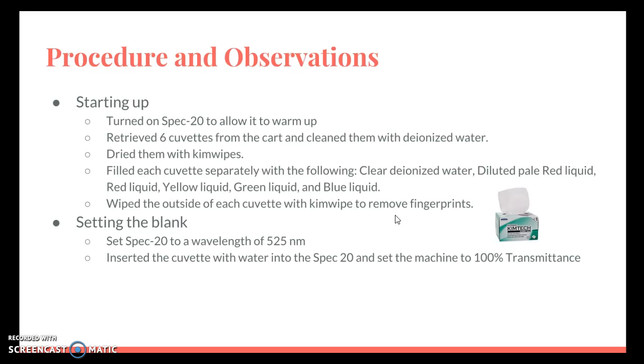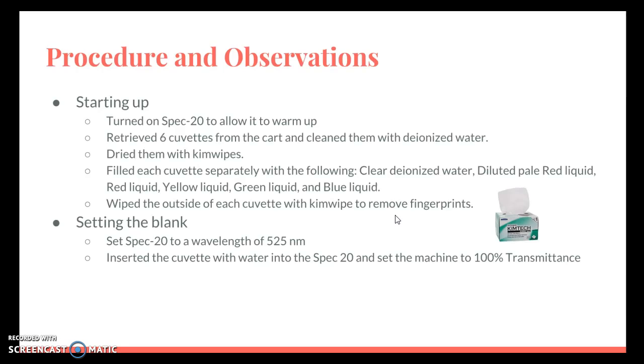Starting the Spec 20, we had to turn it on for about 15 minutes to get all the lights whirring and gears moving so that everything was warmed up and ready to go. We got 6 cuvettes from a cart and cleaned them with deionized water, then dried them with Kimwipes because they're anti-scratchy and get all the fingerprints off, so it's a nice clear glass cuvette. We then filled each cuvette separately, starting on the left with clear deionized water, then diluted pale red liquid, yellow liquid, green liquid, and blue liquid, all in a rack in that order.